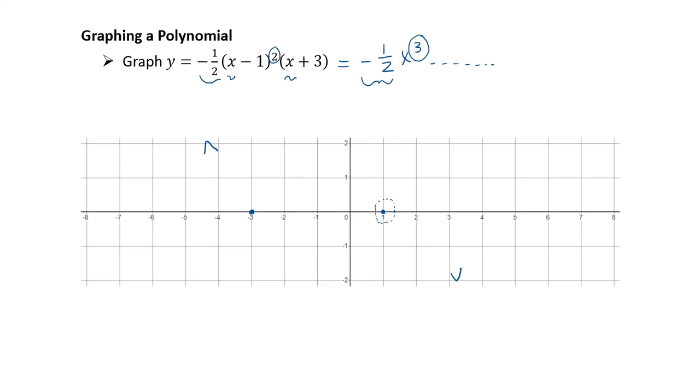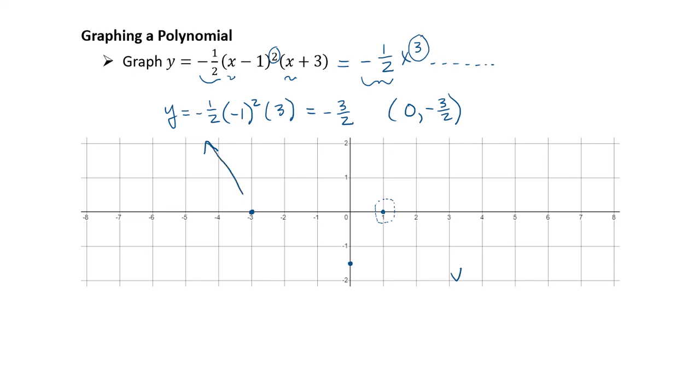One more piece would be to get the y-intercept. The y-intercept is going to be where x is 0. So if I make x 0, I have 3 times negative 1 squared, which is 1. So 3 times 1 times negative 1/2 is negative 3/2. That gives me the point x of 0 and a y of negative 3/2. So here we are, and I'm now ready to go ahead and graph.